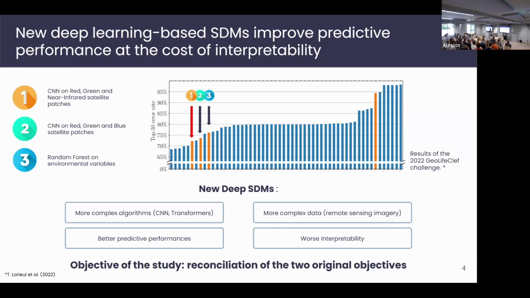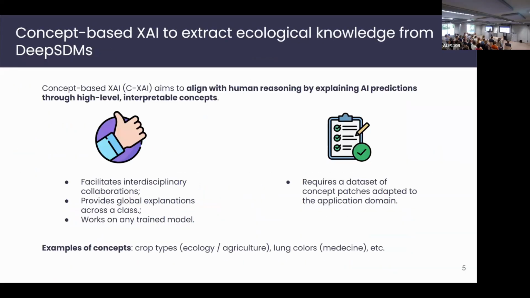And this is at the cost of interpretability. So the objective of this study is to reconcile the two original objectives, which are predicting and understanding. For that, we used concept-based XAI. The objective is to extract ecological knowledge from these deep SDMs by aligning the explanations with human reasoning, explaining AI predictions through high-level interpretable concepts. For instance, if we are ecologists, the concept can be a crop type. If that's not the case here, but we are doing some medicine, it would be the color of the lung.